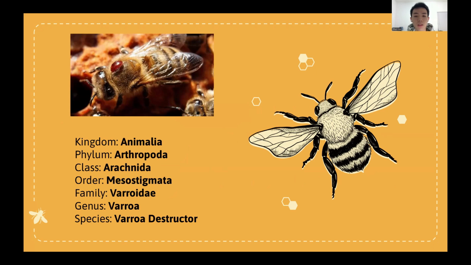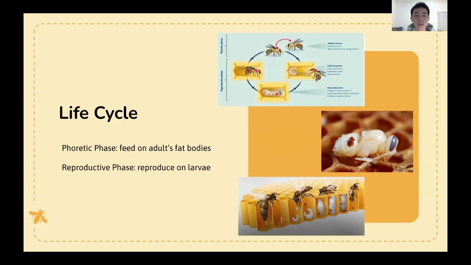Its flattened body shape allows it to maneuver between the abdominal segments of the bee, making it difficult to detect and remove. There are two life stages in its life cycle: the phoretic phase, where it feeds on adult bees, and the reproductive phase, where it enters the brood cell and reproduces on the larva.